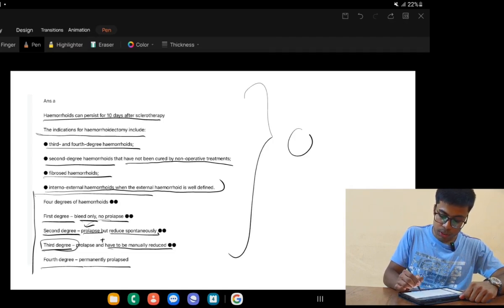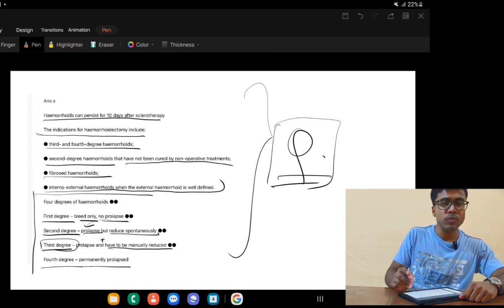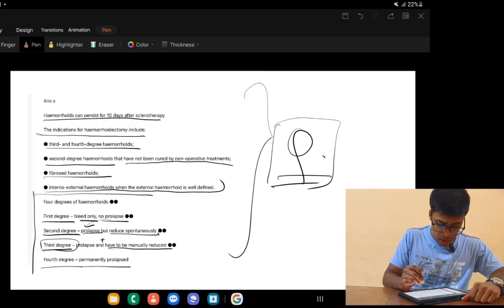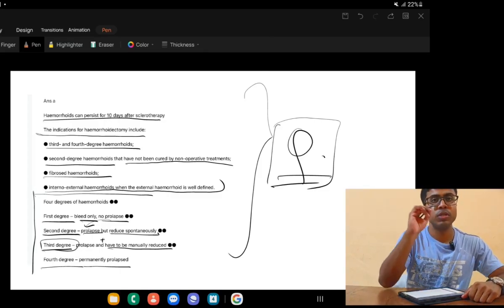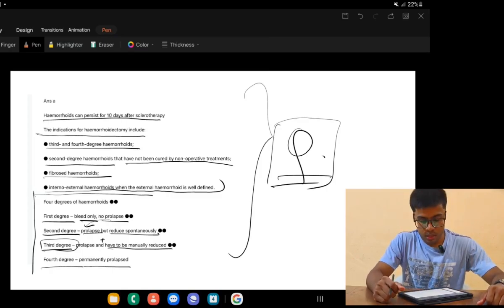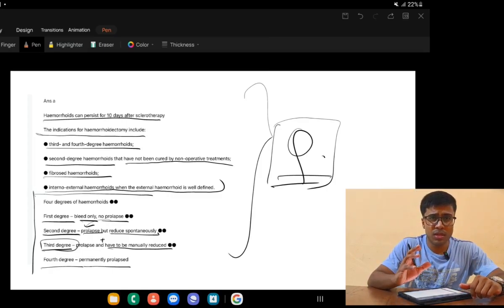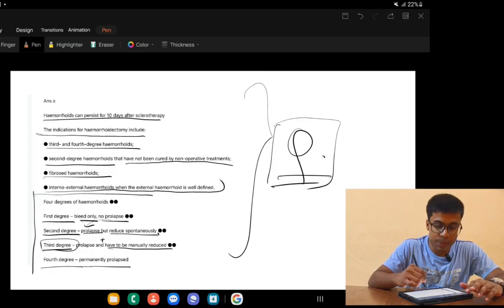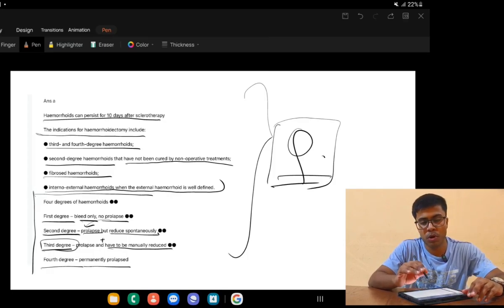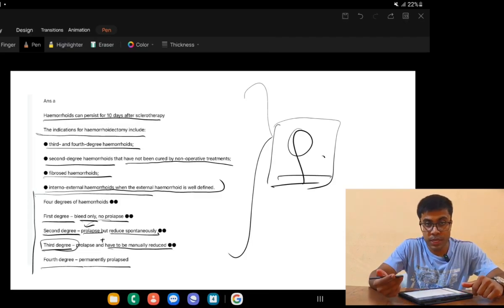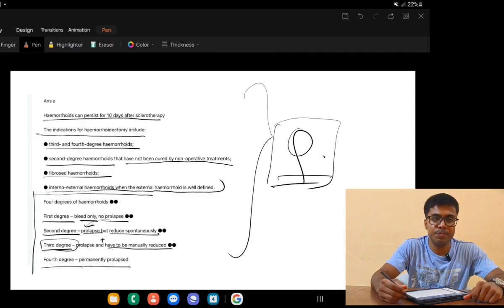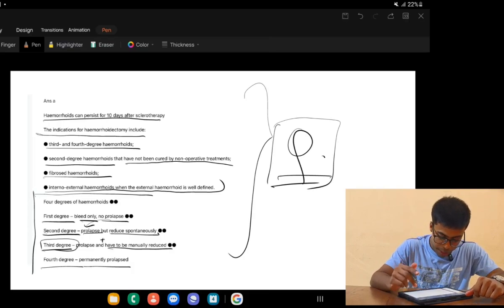This question can be asked because it makes sense to ask this kind of question, because hemorrhoids are one of the commonest presentations found in the Indian population, because we eat a lot of spices, and even though we eat a lot of fiber in our diet, this is still happening. The reason is spicy food and oily food, so we have to avoid it.